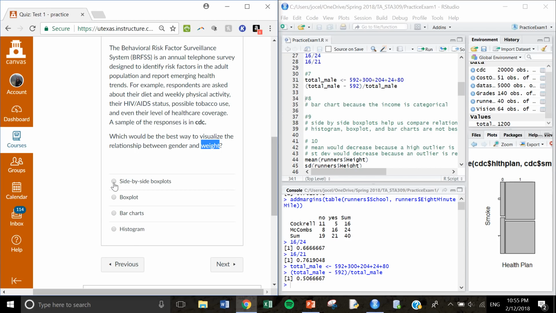So the best option for this is side-by-side box plots compared to bar charts, because side-by-side box plots let us see the range of the weight for each gender, the median of the weight for each gender, and the spread, the Q1 to Q3 for each gender. So side-by-side box plots are the best way to visualize the relationship, the differences between gender and weight.